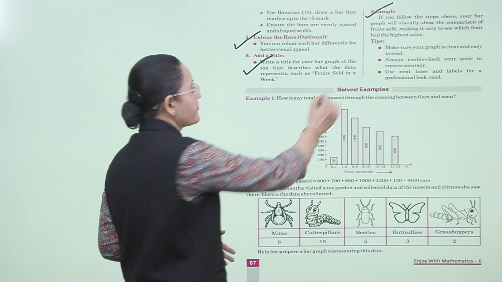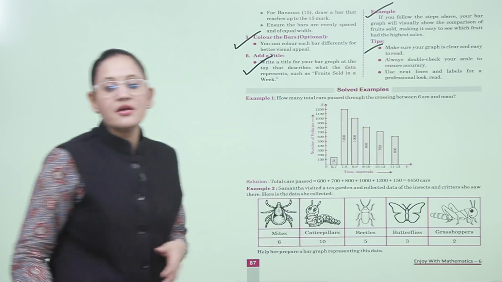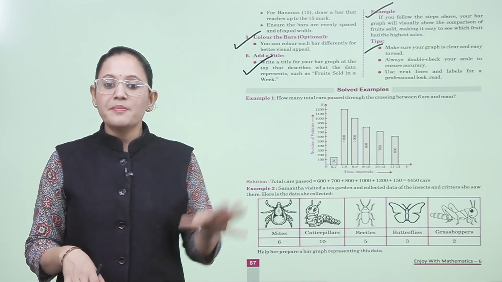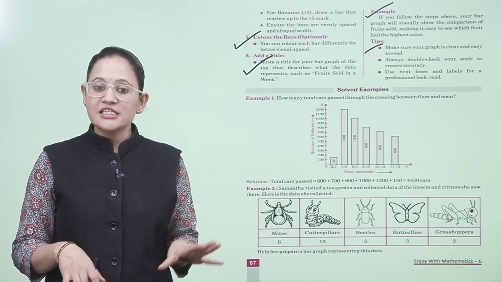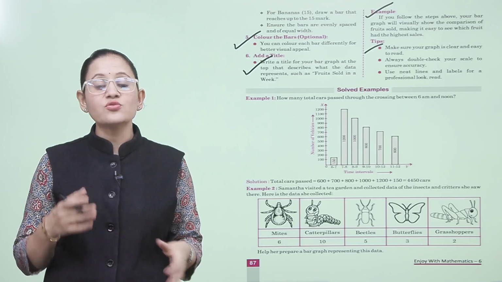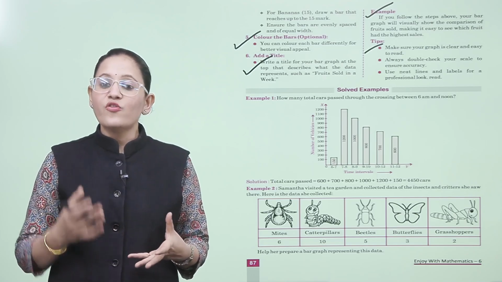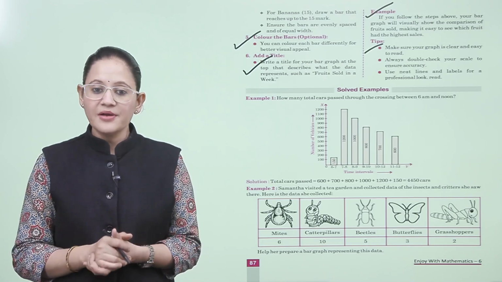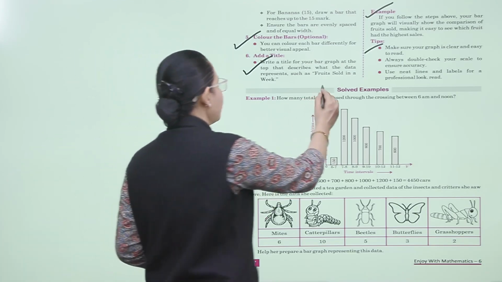Tips. Here are some tips. Make sure that the graph is clear and easy to read. Always double check your scale to ensure accuracy, and use neat lines and labels for a professional look. Clear? Now we'll take some examples.